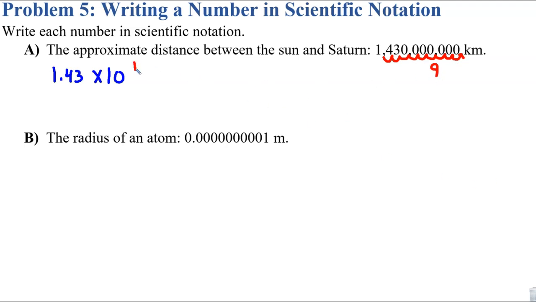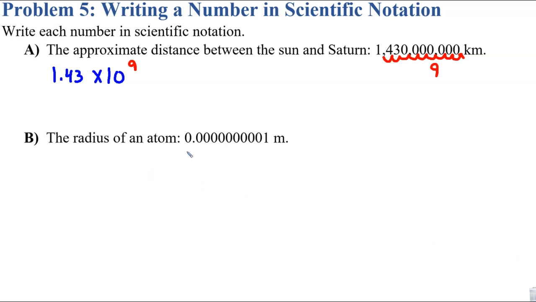The reason we use 10 for that base in our scientific notation is it's really easy to move decimal places by multiplying by 10 or dividing by 10. All right, let's look at another example. This time we're writing a really small number in scientific notation.